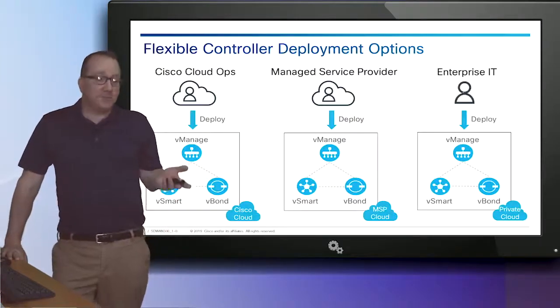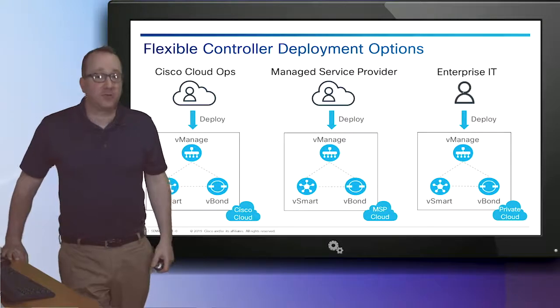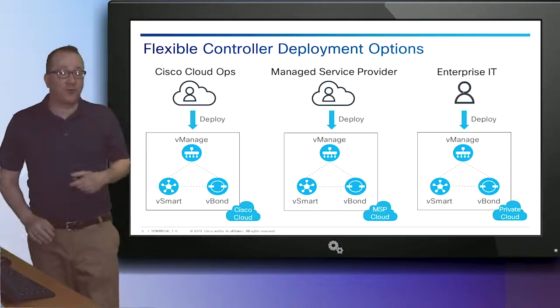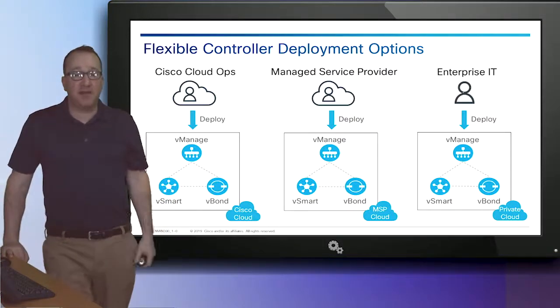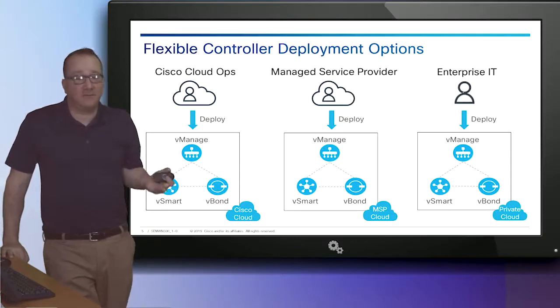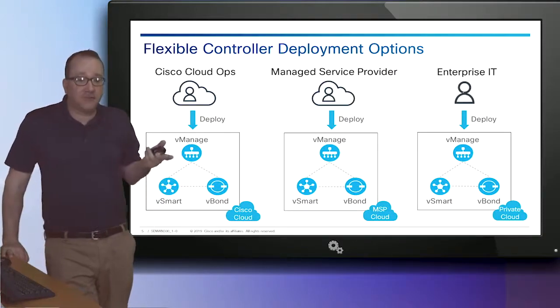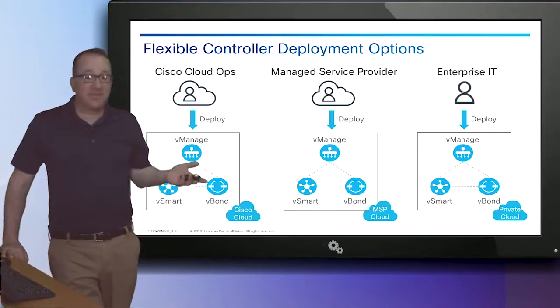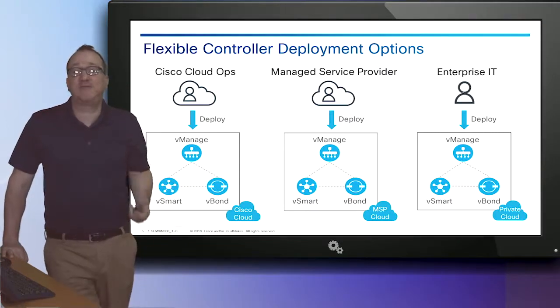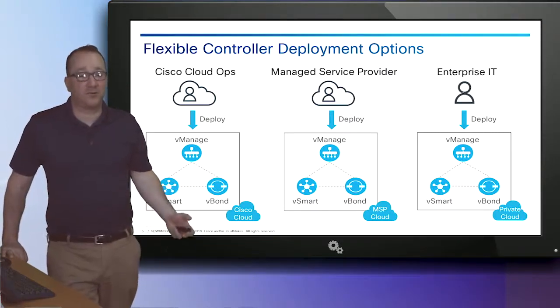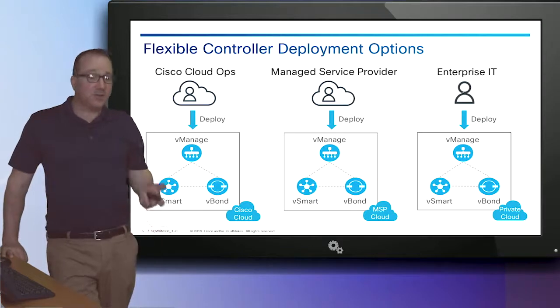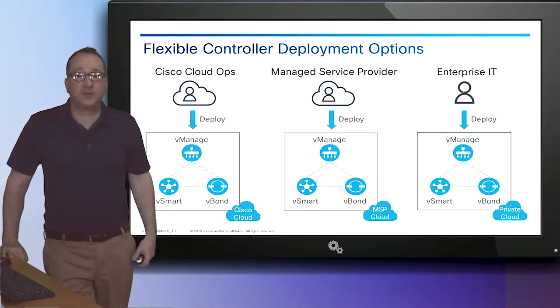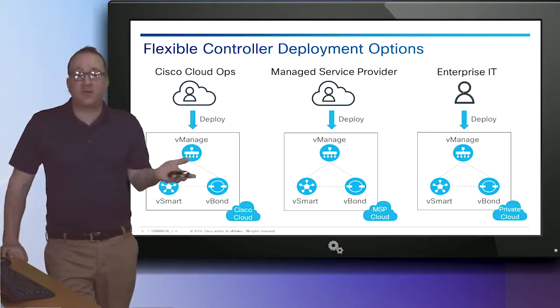All right, so there are many options when it comes to deploying the controllers. You can deploy the three controller types, vManage, vSmart, and vBond, as required by your environment. Cisco offers a cloud service. This Cisco cloud is managed entirely by Cisco. The customers can then focus on setup and configuration of their own controllers. We also have a managed service provider that can deploy the controllers in their own cloud, or an enterprise can install controllers in their own private cloud or their data center.